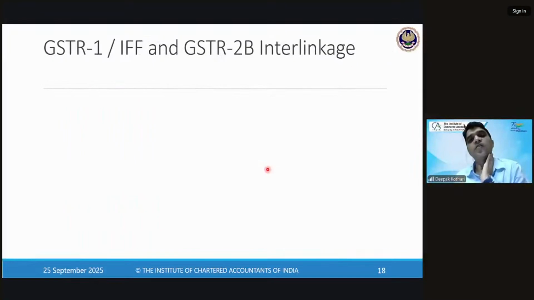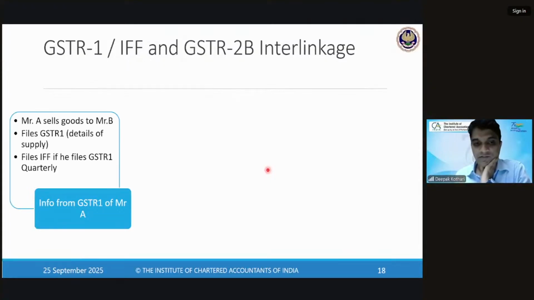So how does the flow happen? If Mr. A sells the goods to Mr. B, then who will file the GSTR1? Yes, Anubhav, I will come back to your question on what is IFF. We'll understand how GSTR1 works and then we'll understand IFF also.